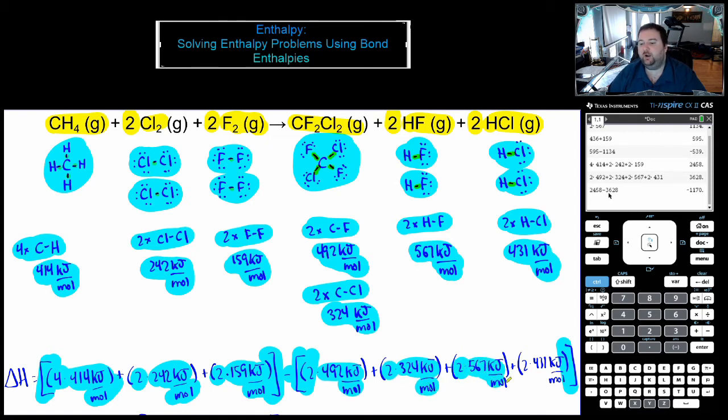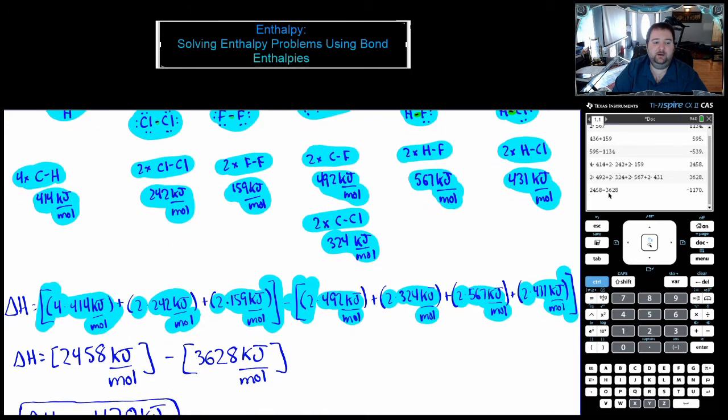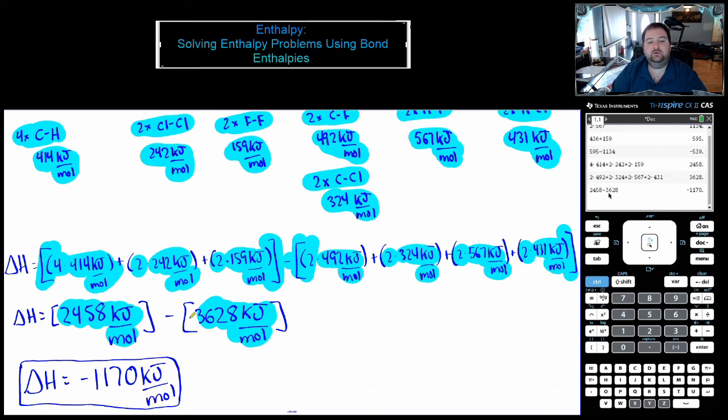There's 2 HF bonds with 567 each, and there's 2 HCl bonds with 431 each. When you sum them together, and you can see how that's done in the calculator here, on your reactant side you're going to have 2,458 kilojoules per mole, and on the product side, you're going to have 3,628 kilojoules per mole. And then, of course, you just subtract the product side from the reactant side to find a delta H of negative 1,170 kilojoules per mole. All right, let's move on.